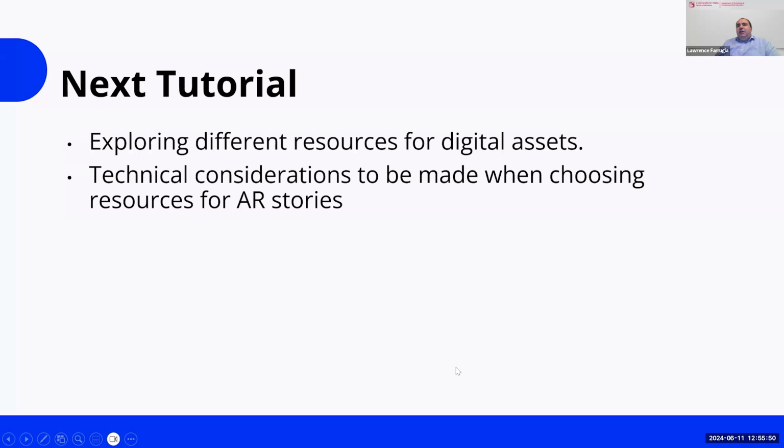I would like to mention that we have a third tutorial which is being planned, based on questions and discussions that took place internally. The next tutorial, which will be the third and final tutorial, will focus on the different resources that you can use to obtain digital assets. In this tutorial, I already made reference to two resources that I used. One of them is Sketchfab, and another resource is Microsoft Paint 3D. But we will go in the next tutorial into more detail about the resources that you can use not only for 3D models, but also for images, sounds, videos, etc.